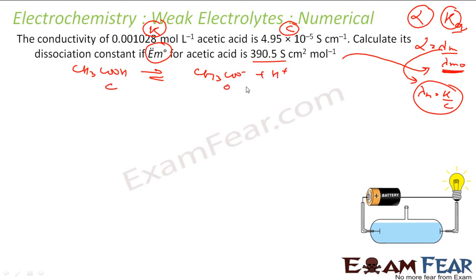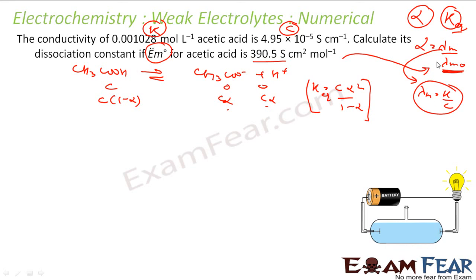I'm assuming C is my initial concentration, and after equilibrium is reached, this becomes C alpha and this becomes C alpha. So my K will be what? C alpha square by 1 minus alpha, that is C alpha by C into C alpha by C(1 minus alpha). We have seen this so many times, so I just wrote this, because this is nothing but concentration of CH3COO minus into concentration of H plus by concentration of CH3COOH.